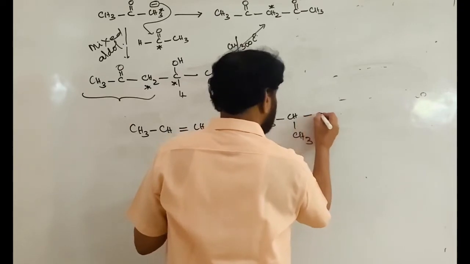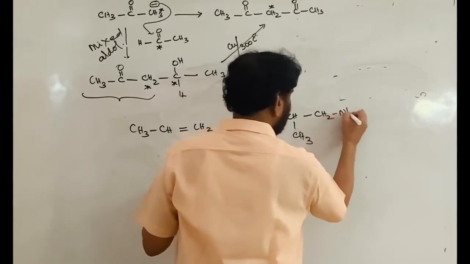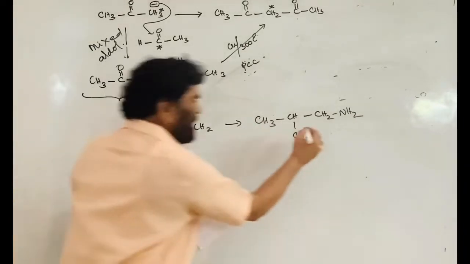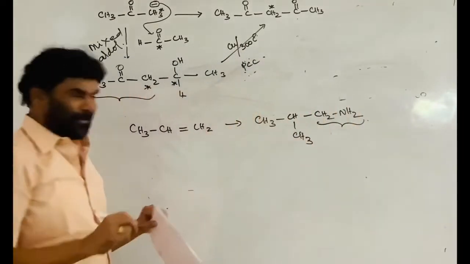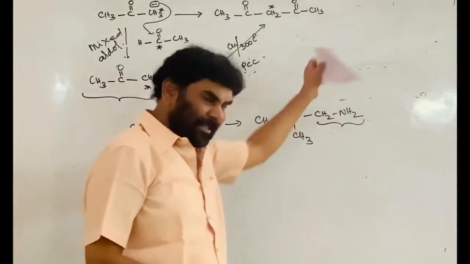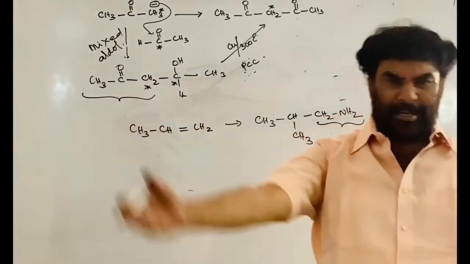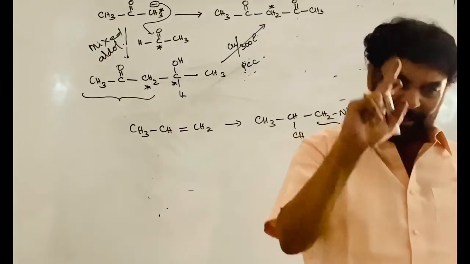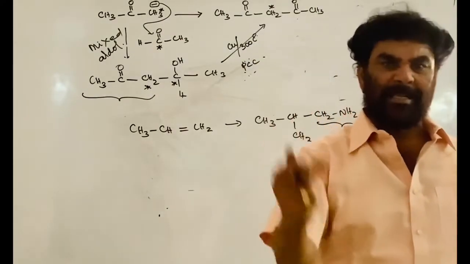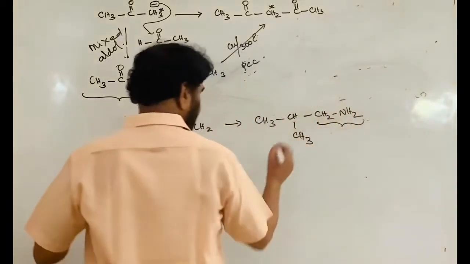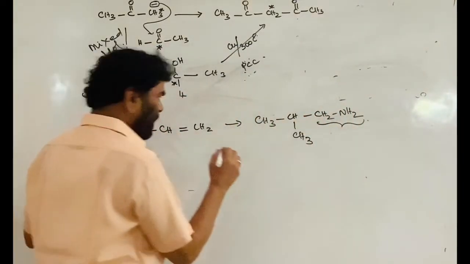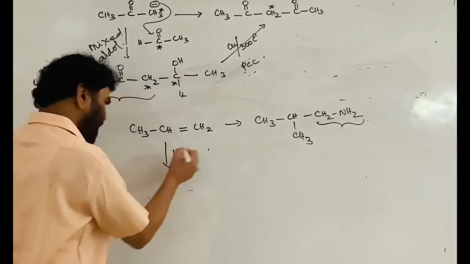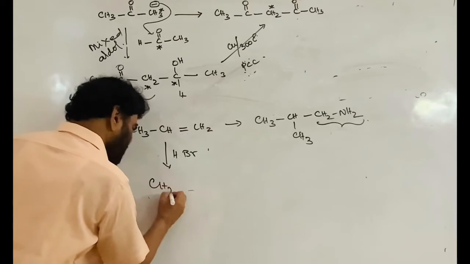CH3, CH2, NH2. Same thing. The CH2NH2 group can be introduced through cyanide. Just now we discussed the reaction. Cyanide on reduction gives the CH2NH2 part. The cyanide carbon is converted into CH2. The nitrogen of the cyanide is converted into NH2. This is this. Say, treat with HBr, normal Markovnikov addition.